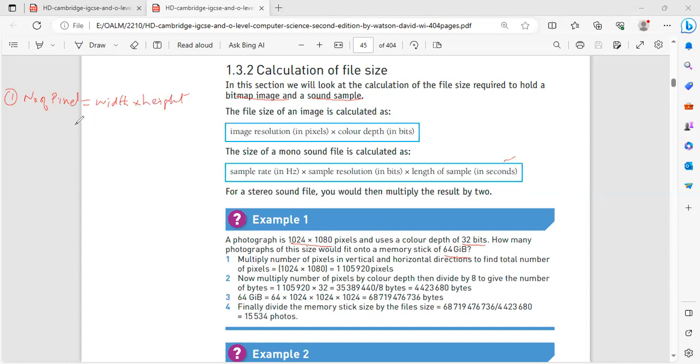Okay, this is the formula. Width means the number of pixels in width, which is 1024, and the number of pixels in height, or you can say horizontal or vertical, whatever, is 1080. Multiply the number of pixels in vertical and horizontal direction to find the total number of pixels. Now remember, you have to do this calculation manually. Till now it is clear? This step is clear, so that I can move to the next step.